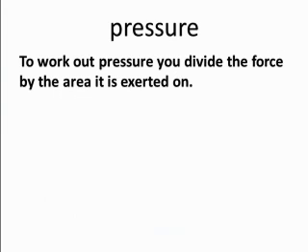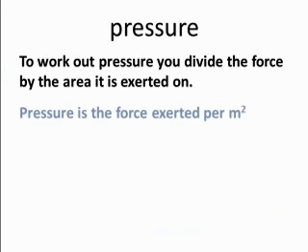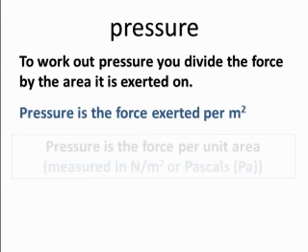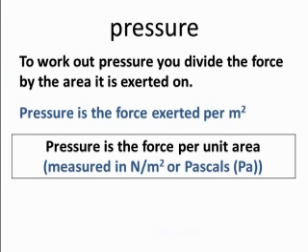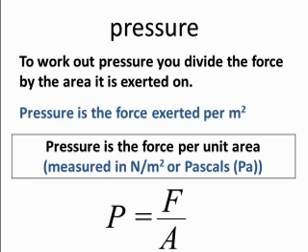To work out pressure, you divide the force by the area it is exerted on. So pressure is the force exerted per square meter. Or put another way, pressure is the force per unit area. Unit area stands for 1 square meter. So it's measured in newtons per meter squared or pascals, and 1 pascal is equal to 1 newton per meter squared. So the formula looks like that. P is F divided by A.